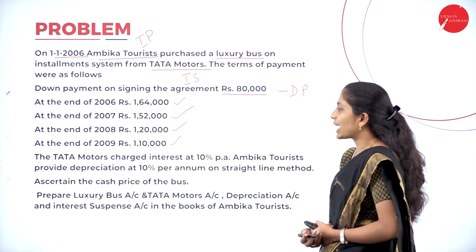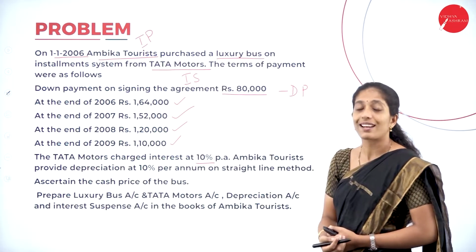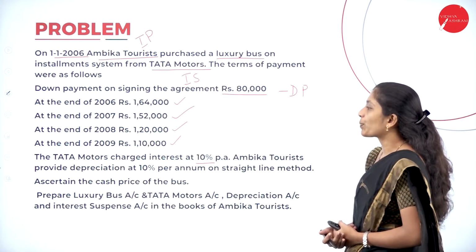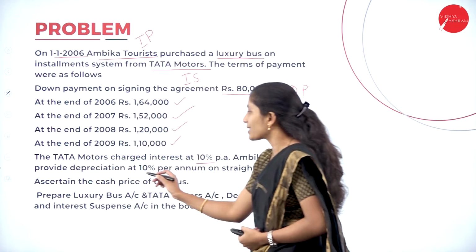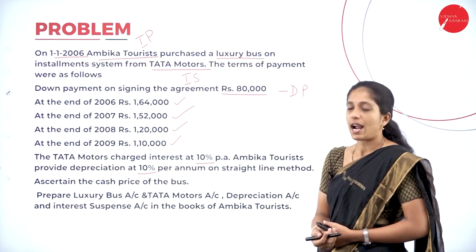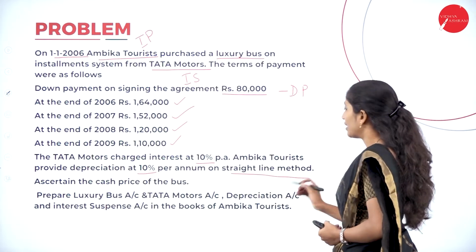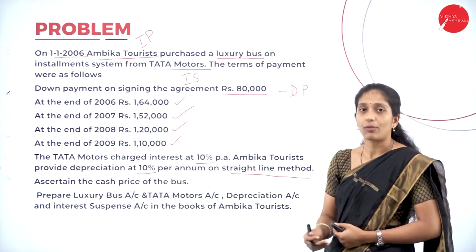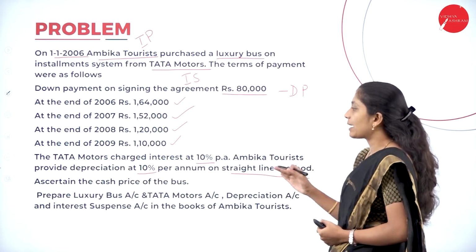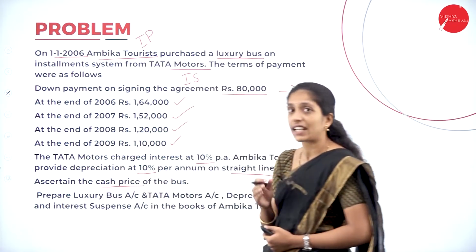Tata Motors charges interest at 10% per annum. What is the rate of interest? 10% per annum. Ambika Tourist provides depreciation at 10% per annum. Here they have given the rate of interest as 10% and depreciation to be charged at 10% on straight line method. Now which method is followed in order to calculate the depreciation? Straight line method. Ascertain the cash price of the bus. So we don't know what the cash price of the bus is.